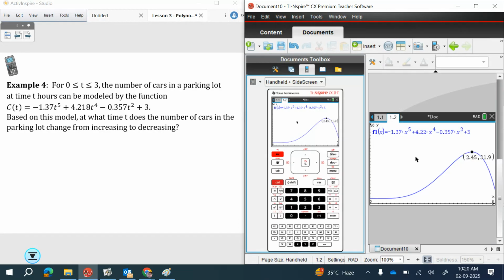So for this one we want one of these two numbers. Which of the two numbers do we want? 2.45. What's the question saying? Based on the model, at what time? So it's the t value, in this case the x value. Now 2.45 is not enough for this. Why not?